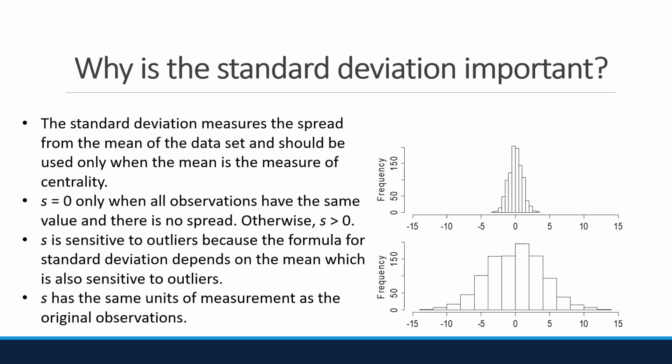The standard deviation is sensitive to outliers because the formula for the standard deviation depends on the mean, which is also sensitive to outliers. The standard deviation has the same units of measurement as the original observations. The standard deviation can help us compare values of different variables.